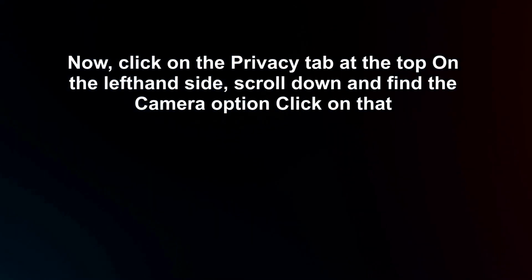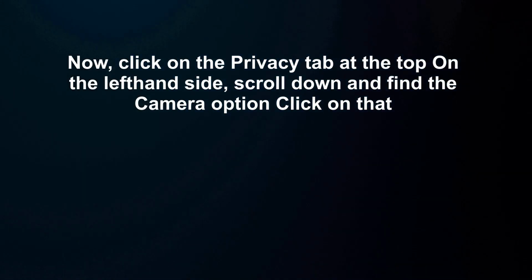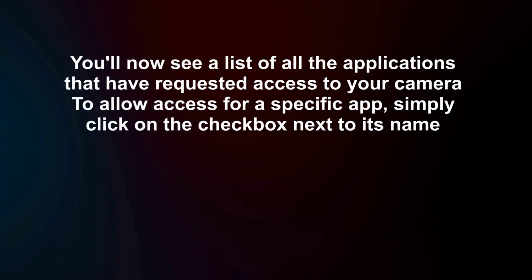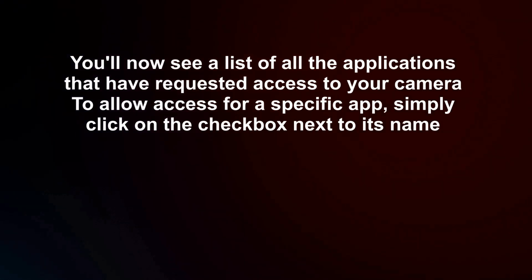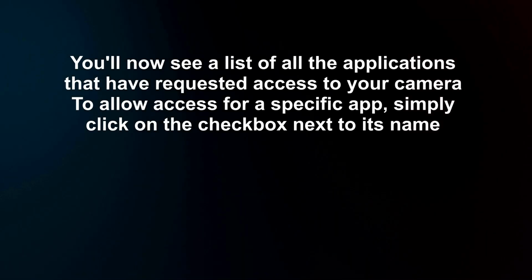Now, click on the Privacy tab at the top on the left-hand side. Scroll down and find the camera option. Click on that. You'll now see a list of all the applications that have requested access to your camera. To allow access for a specific app, simply click on the checkbox next to its name.